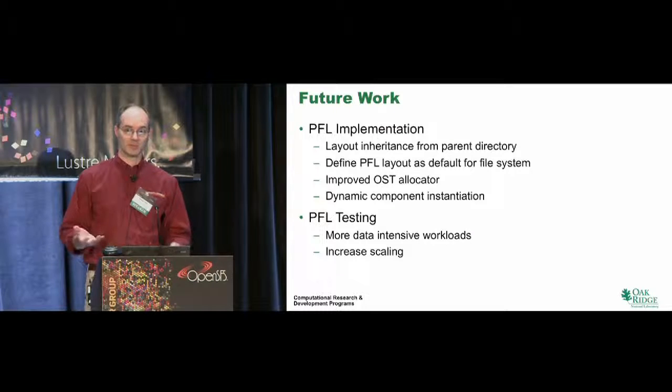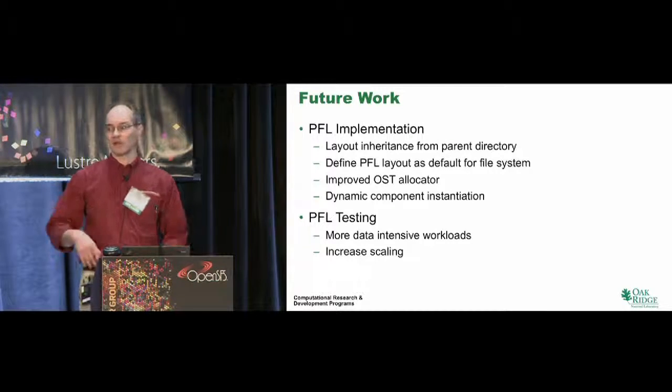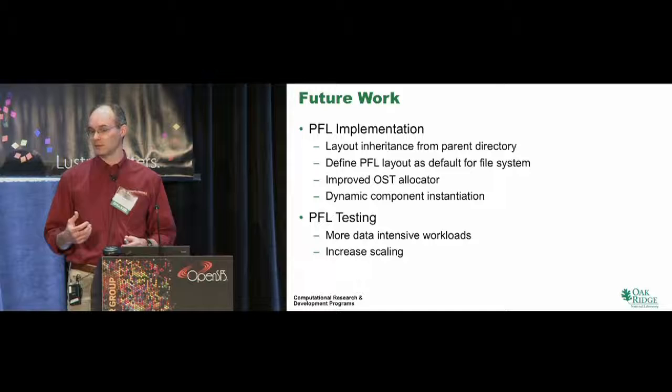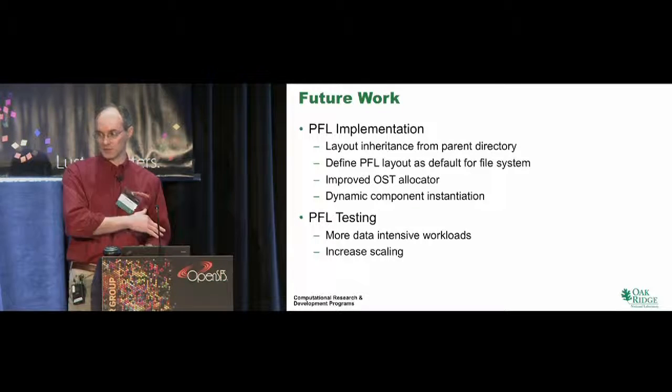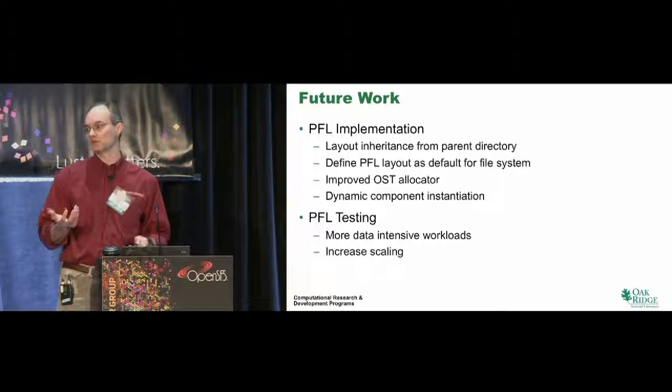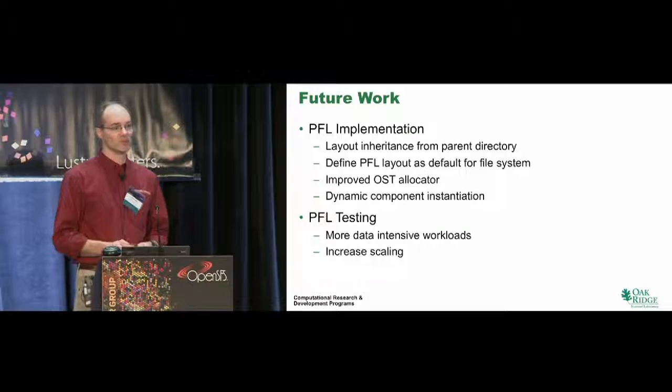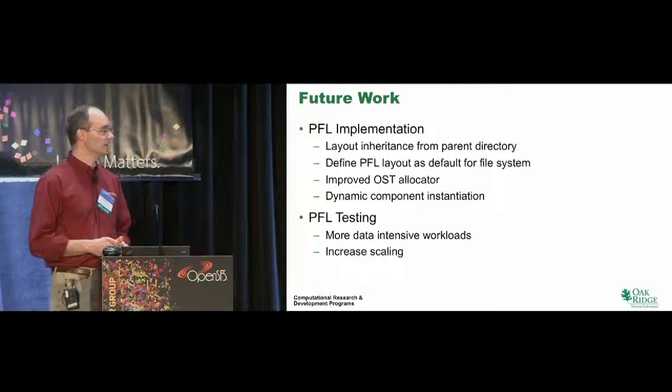With the current implementation, each component of the file is basically treated independently. So when you go to allocate your OST objects to those components, it doesn't take into account which objects or which OSTs had been used for previous components, which could potentially lead to some congestion. So there could be improvements to the OST allocator that are needed.